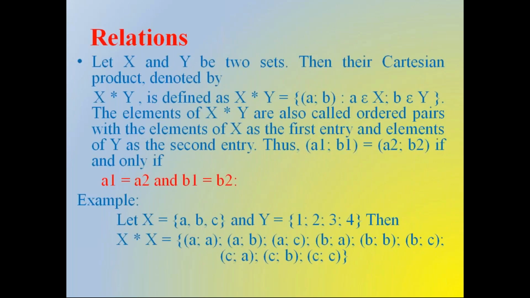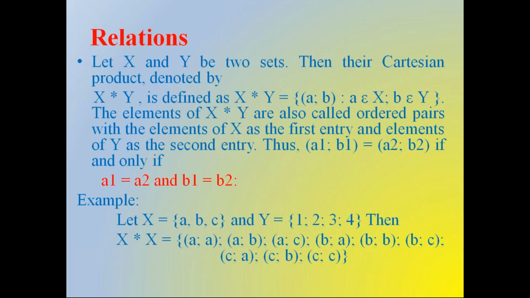If there are two sets X and Y, then their Cartesian product, denoted by X × Y, is defined as X × Y equal to the set of all elements of the form (a, b), where a belongs to the set capital X and b belongs to the set capital Y. The elements of the product X × Y are also called ordered pairs, with the elements of X as the first entry and the elements of Y as the second entry.